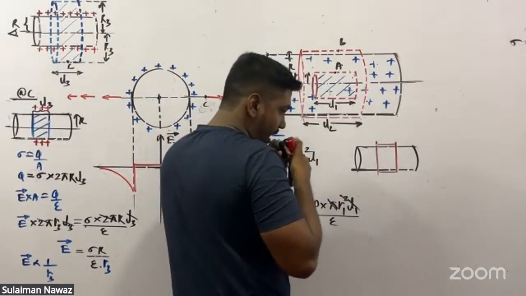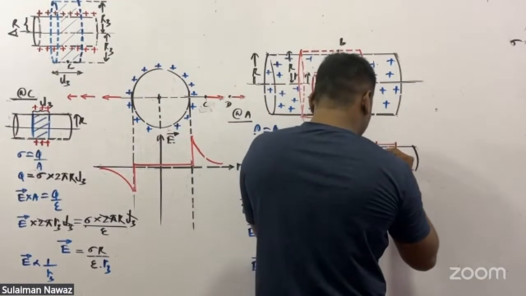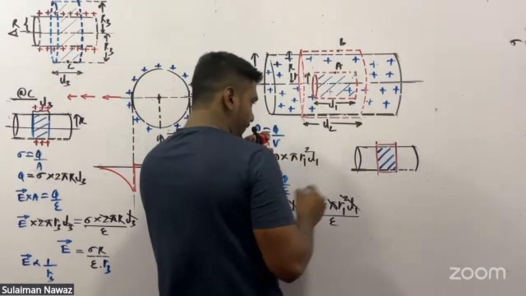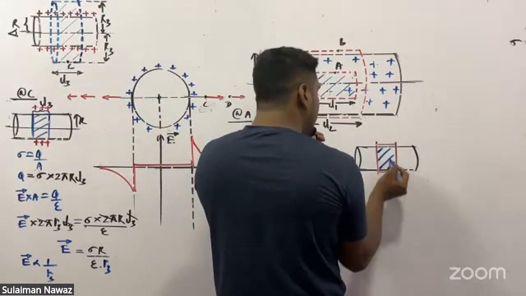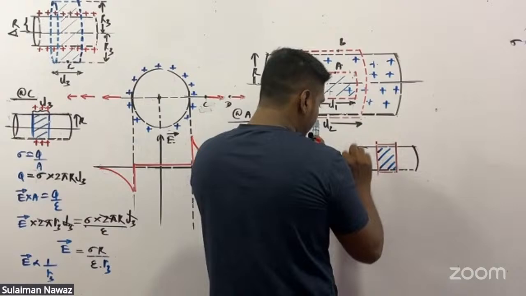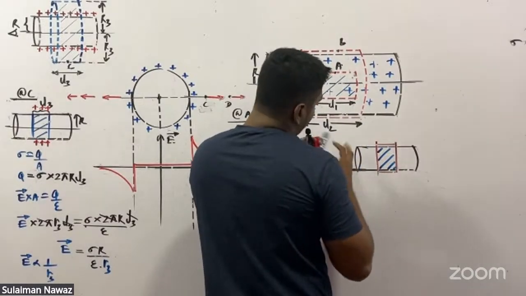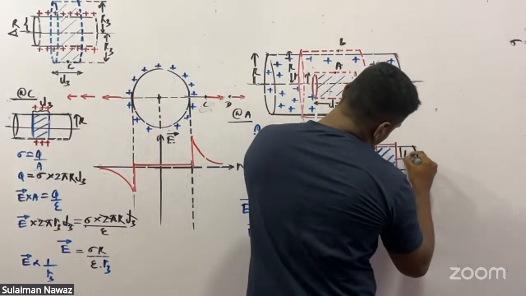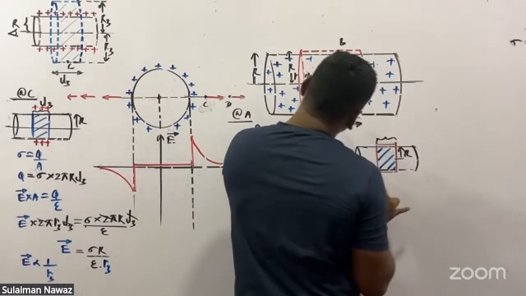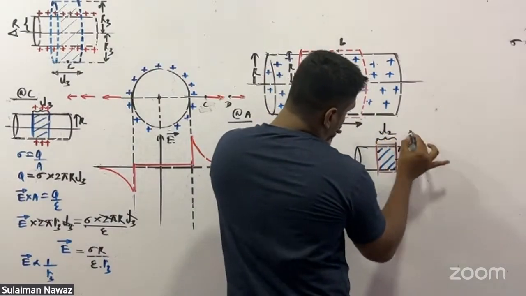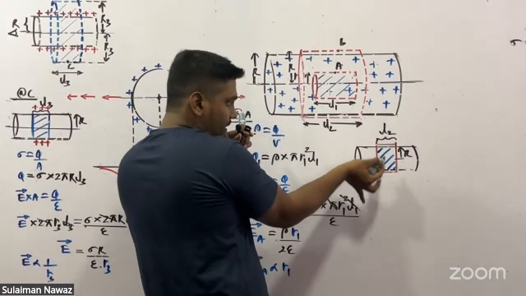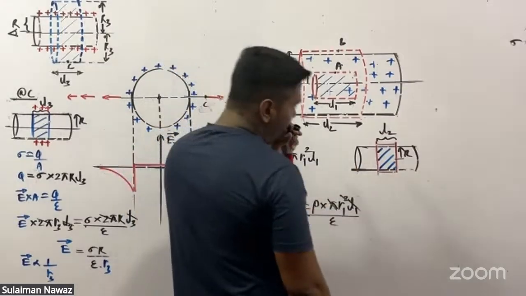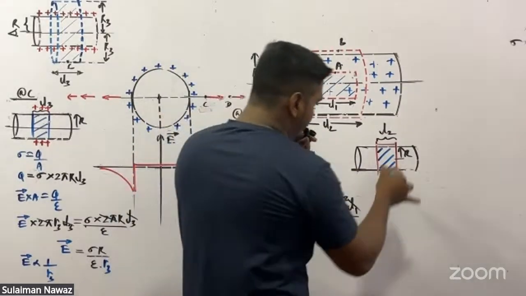If you want to find the charge inside the red color Gaussian surface, you want to find this volume. Am I correct? The volume covered by the red color Gaussian surface on this black color cylinder. The radius is the same as R, and the height is going to be L2. Then the volume covered by the red color Gaussian surface on this non-conductive cylinder is pi R squared into L2.